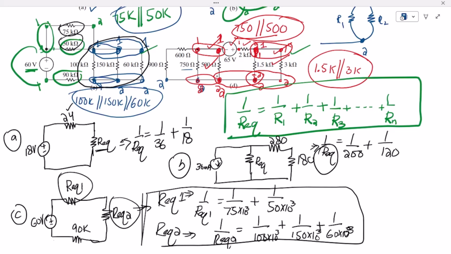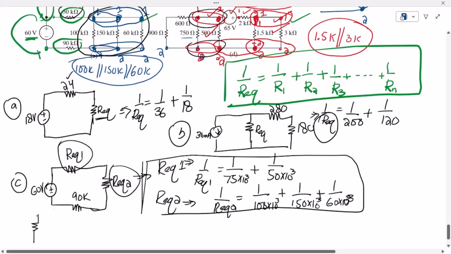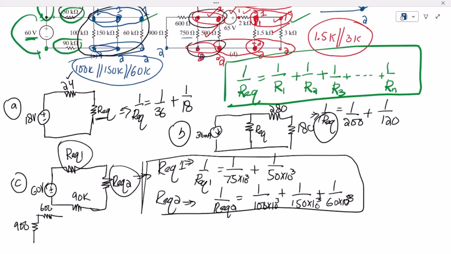Similarly, in the last one, this is part D, and to find the equivalent of it, let me move down again. So you can see that these two resistors are in parallel. So the series resistors here would be, this is the first 900 ohm, this is the 600 ohm. These two are in parallel with it, so therefore it will be here, and that is, let me call it R equivalent 1.